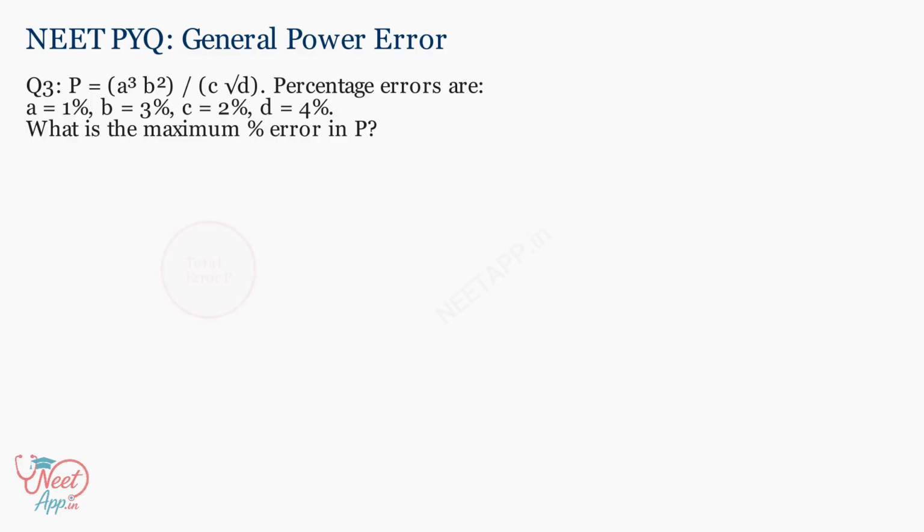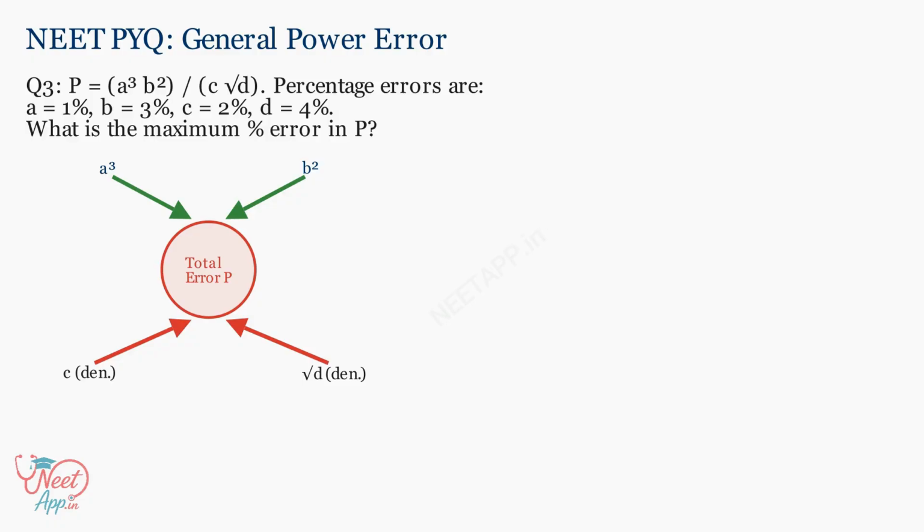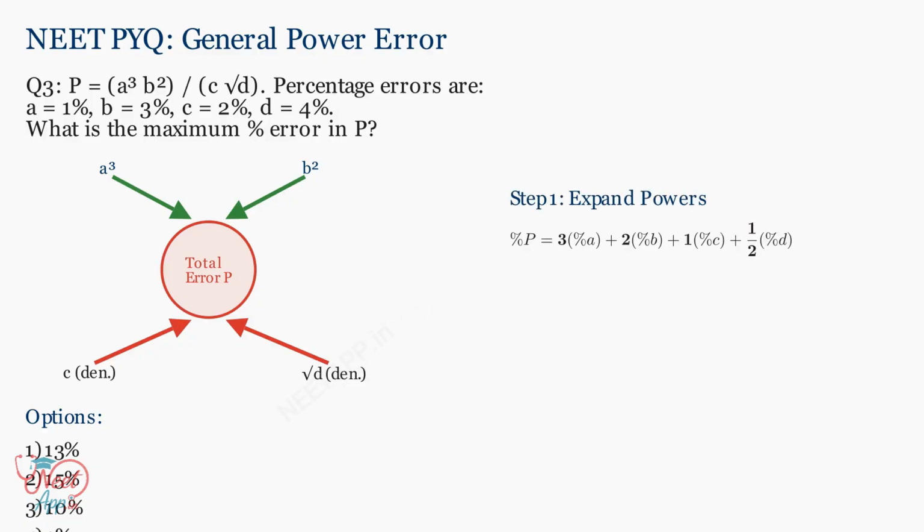We are given the percentage errors for all four variables. What is the maximum percentage error in P? Look at the error pool flowchart on the left. Notice how A, B, C and D all flow into the total error pool. Step 1. We expand the formula using the power rule. The exponent comes down as a multiplier. So 3 times the error of A plus 2 times the error of B.